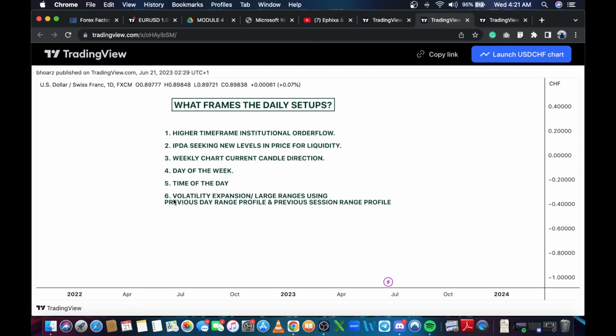And finally, number 6, you're looking for a volatility expansion or large ranges using the previous day range profile and previous session range profile. So this is something I'm going to actually expand on. This is a new one here, which is using the context from the previous day to anticipate the delivery cycle for the current day you're trading, or using the context from the previous range of the previous session to anticipate the delivery cycle for the current session you're trading. And there's ways to go around that, so we're going to discuss all of that in the next video.